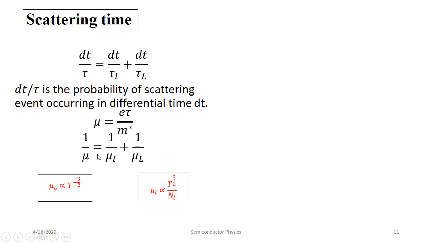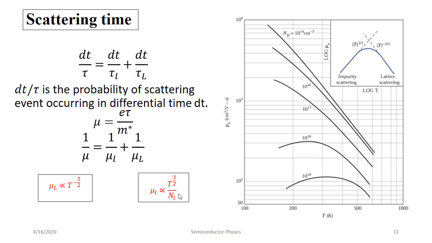So I'm going to get the net mobility, and it is going to look like this: 1 over mu net is equal to 1 over mu I, that is generated by your ionized impurity atoms, plus 1 over mu L, which represents the mobility that is generated by your lattice vibration. And we know our proportion of temperature with this. So this is the graph of impurity scattering and lattice scattering, showing how they relate. So that's all. We are going to cover the remaining part in the next lecture. Thank you so much.